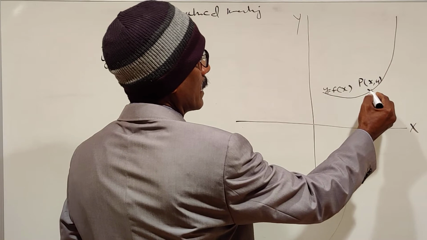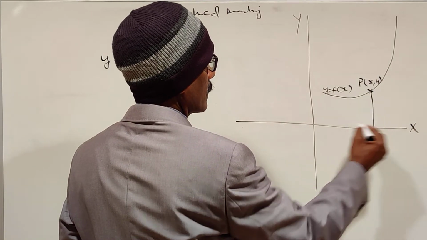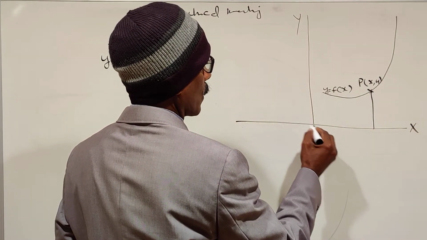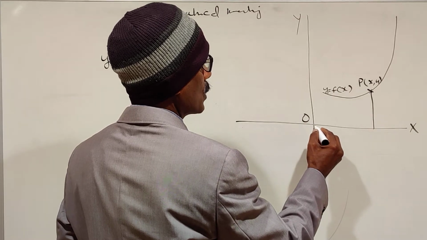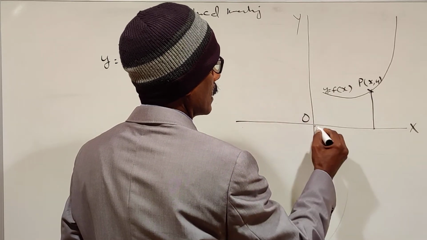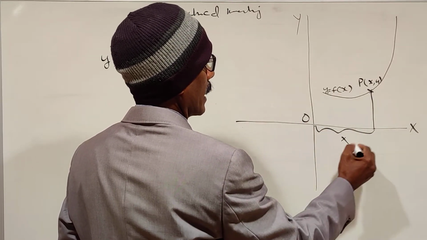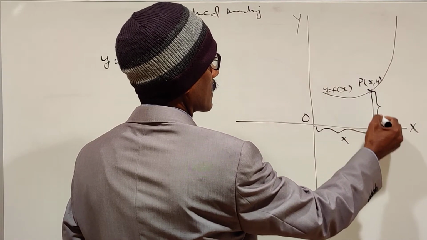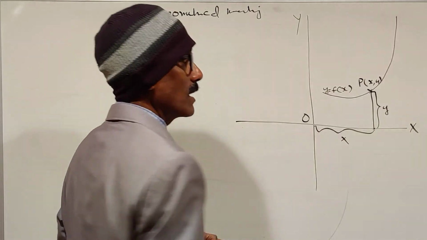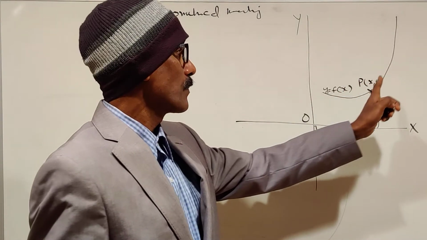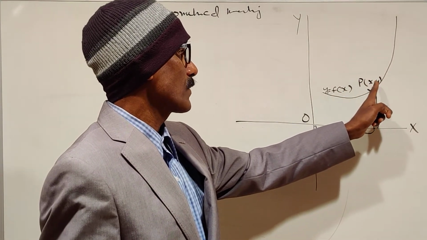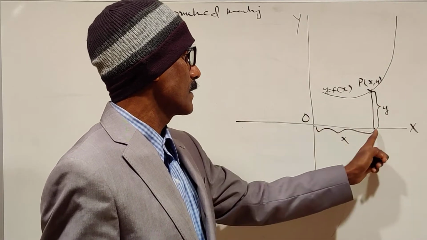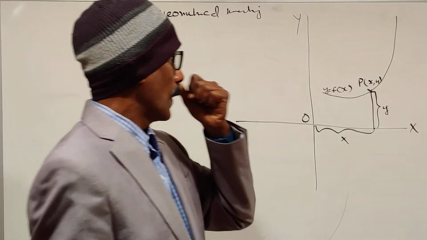What is x and y? This is the origin. From origin to this point is x, and from that point to point P, the vertical distance is y. That is the meaning of x, y in Cartesian coordinates: x is this much and y is this much.